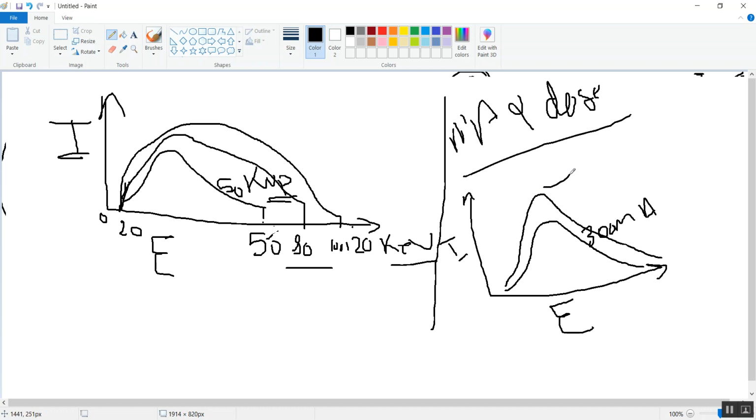Okay, this is a curve for 500. Both curves here have the same kV, so the energy is the same, but the intensity is different. So the patient dose will increase, but not like kV. kV causes a higher change in patient dose.